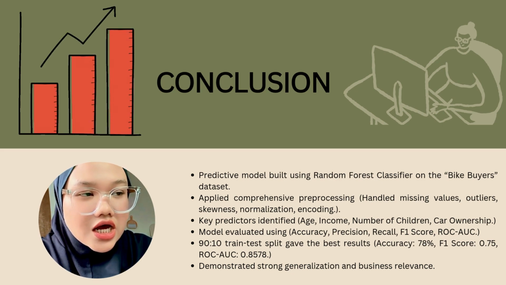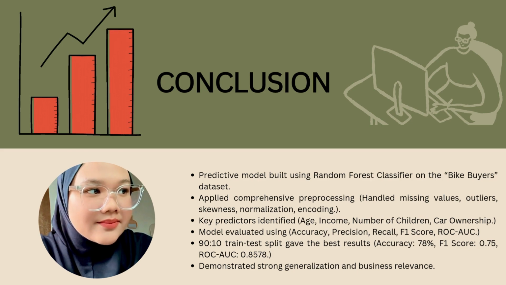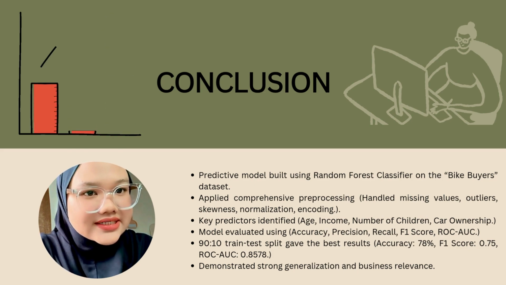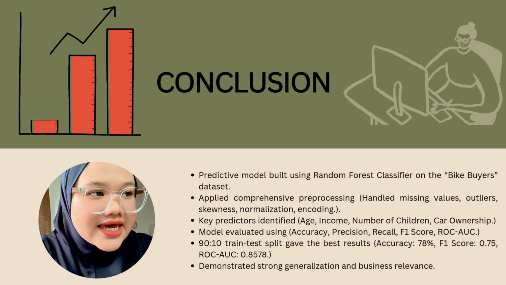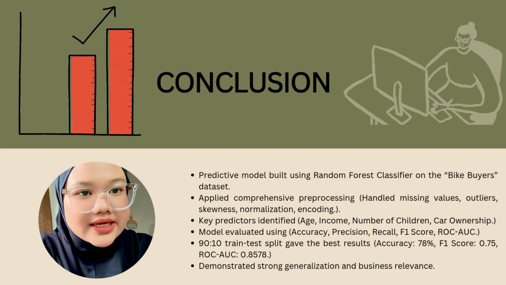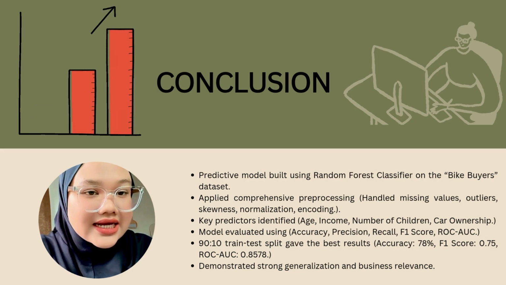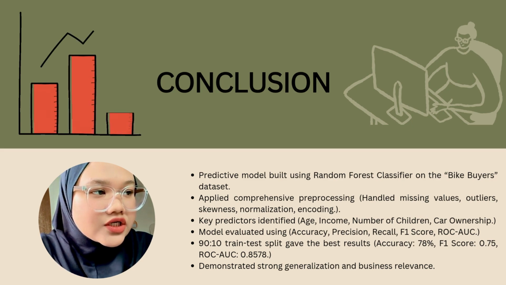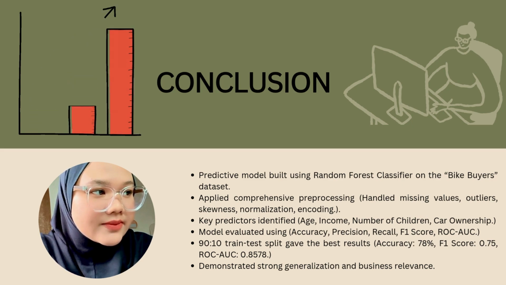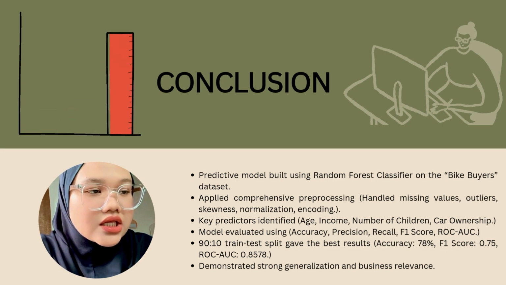In conclusion, our project was about building a model to predict who is likely to buy a bike using the bike buyers dataset. The dataset has 1,000 records with information like age, income, job, and lifestyle. We chose to use the random forest classifier because it works well with different types of data and gives good results without needing a lot of changes.